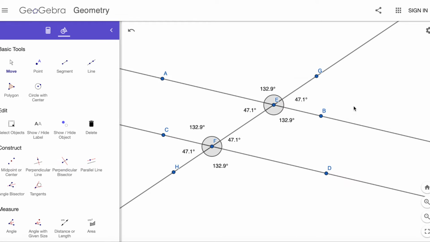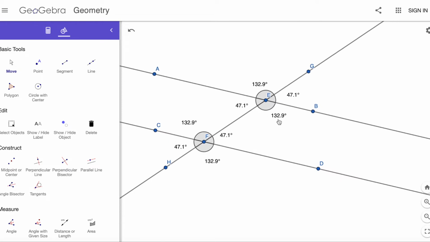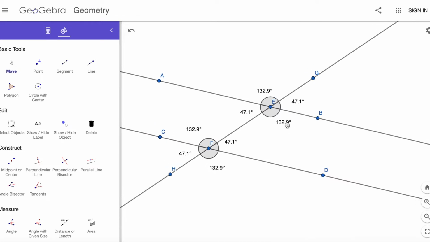If we look at our alternate interior angles, so that's going to be opposite sides of the transversal and inside our parallel lines. So for example, angle BEF and angle CFE, they are also congruent to one another. You can see that these 2 are both 132.9, and then these 2 are also 47.1.